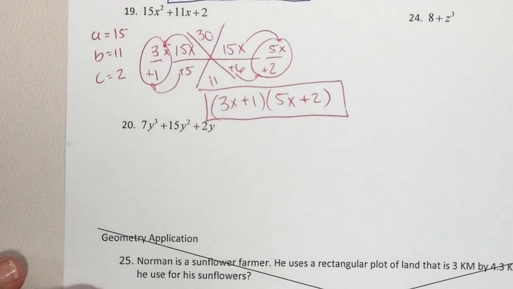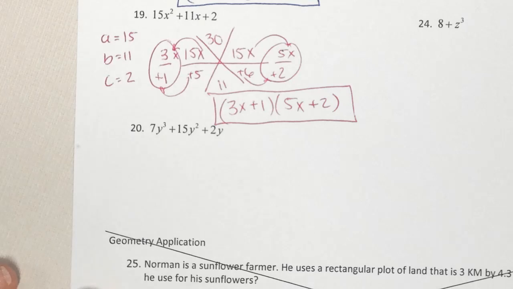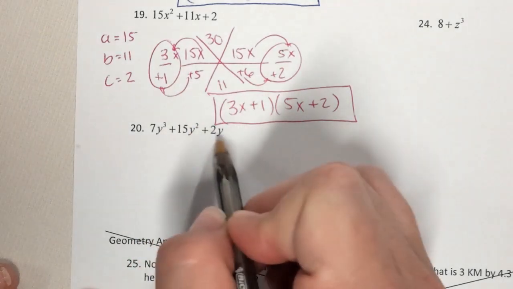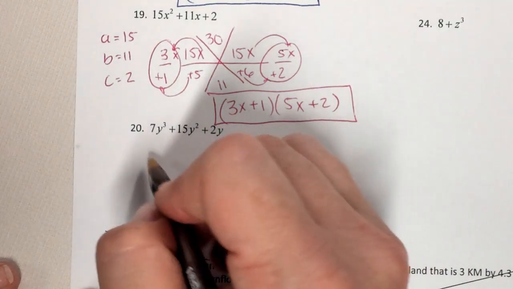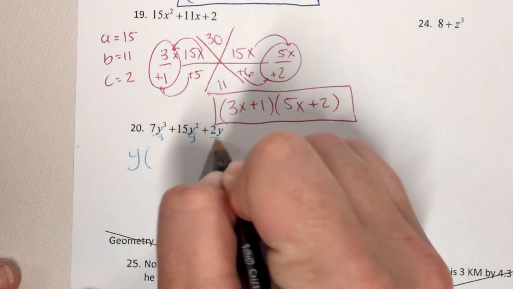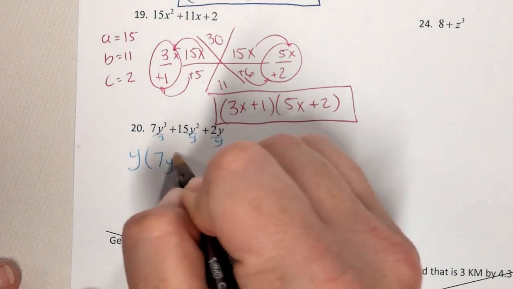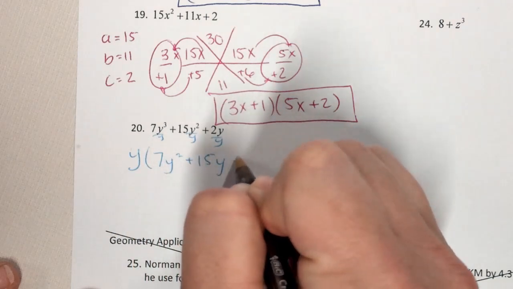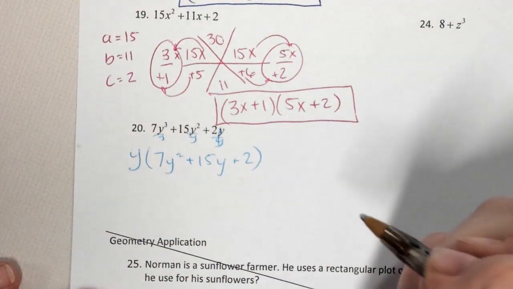Okay, look at number 20. This one does have a GCF. They all have a y. 2 does not go into 7 or 15, so there's no number, just a letter, which means all the y's just go one smaller. So y squared, y, and those cancel, so plus 2.